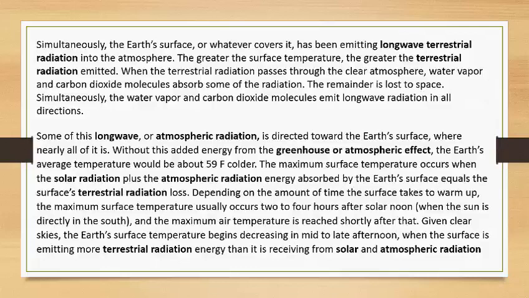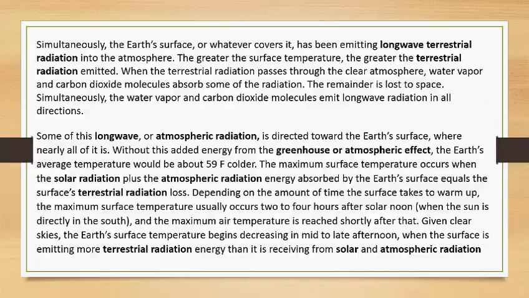Simultaneously, the water vapor and carbon dioxide molecules emit long-wave radiation in all directions. Some of this long-wave or atmospheric radiation is directed towards the Earth's surface, where nearly all of it is absorbed. Without this added energy from the greenhouse or atmospheric effect, the Earth's average temperature would be about 59 degrees Fahrenheit colder. The maximum surface temperature occurs when the solar radiation plus the atmospheric radiation energy absorbed by the Earth's surface equals the surface's terrestrial radiation lost.